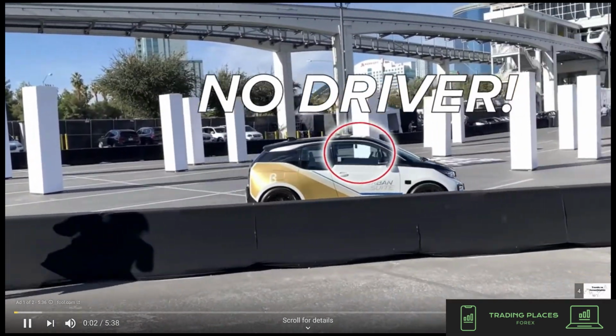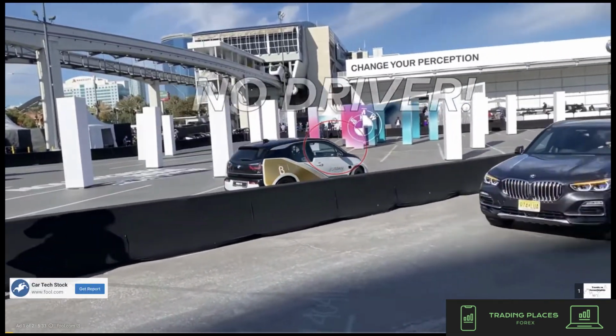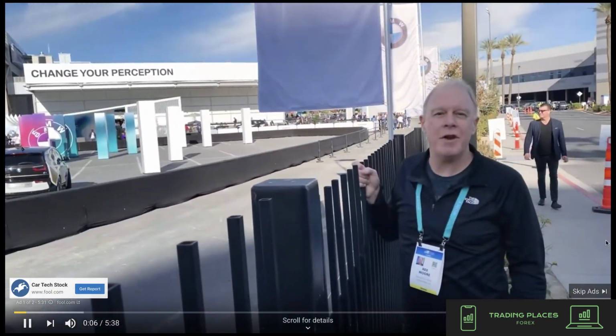Hi, I'm Rex Moore with the Motley Fool in front of BMW's self-driving exhibit at CES in Las Vegas.